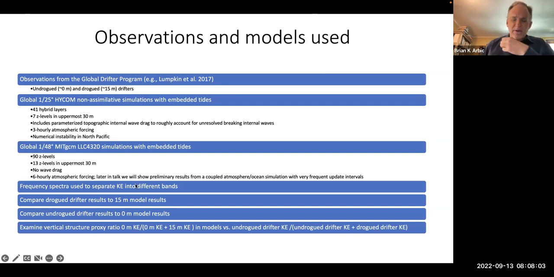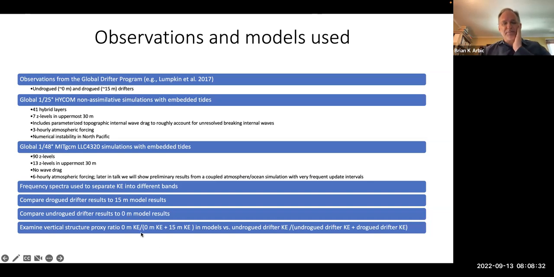But later in the talk, we'll show preliminary results from a coupled atmosphere-ocean simulation. The thing about when you couple is that you have very frequent atmospheric updates, and that makes a big difference to the near inertial oscillations. So we'll use frequency spectra to separate kinetic energy into different bands, and we'll compare drogued drifter results to the model results at 15 meters, undrogued drifter results to the model results at 0 meters.